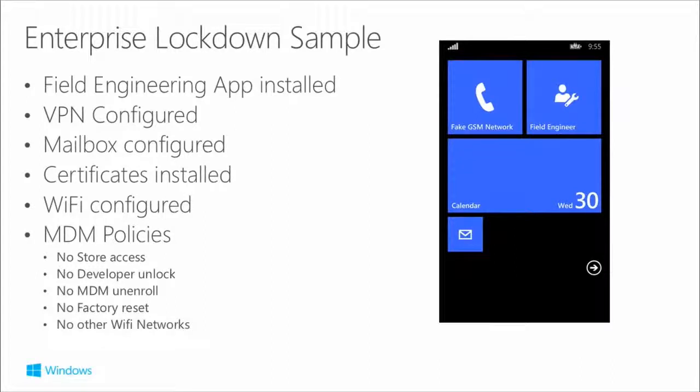So imagine I want to deploy this field engineering app. I want to configure VPN, certificates to authenticate, a mailbox, and some policies. I can't access the store. I cannot developer unlock and start side loading apps. I cannot unenroll from MDM. I cannot factory reset my phone. This would be a perfect scenario for a field engineer with a specific phone just available for this scenario. So he can't sell it on eBay, or lose it and use it himself or his kids, right? So we have great capabilities now besides building applications on a phone for this kind of scenarios.